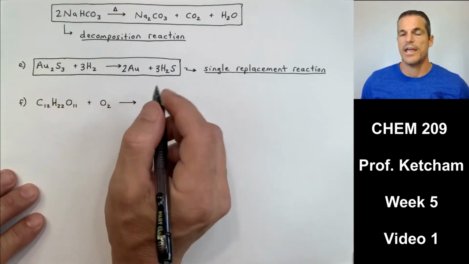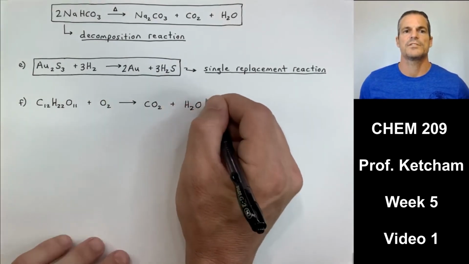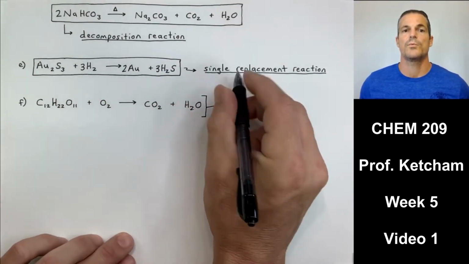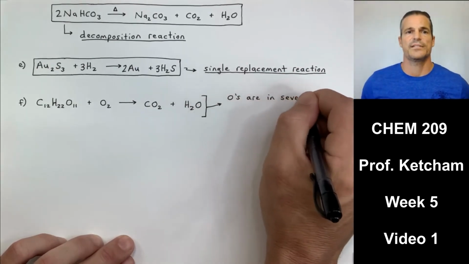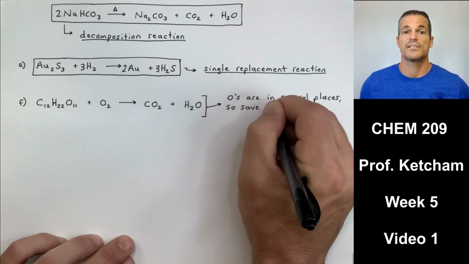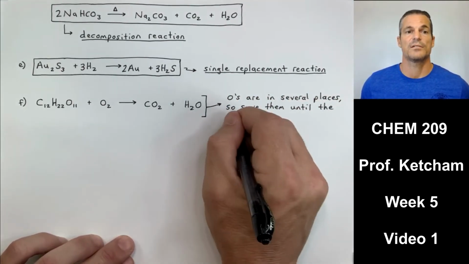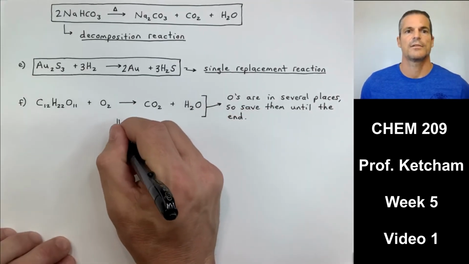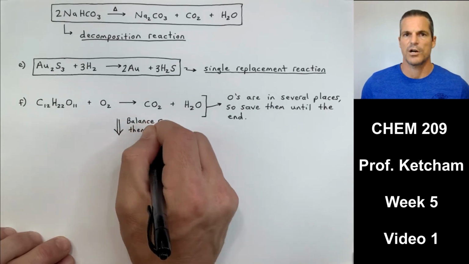So F is C12H22O11 plus O2 yields CO2 and water. Combustion reaction, right? Now the O's are in several places. In fact, they're in everybody. Everybody has at least one O. So I'm going to save those. Okay. What I do see is I have 12 carbons on the left and only one carbon on the right. So I might start by balancing carbon.